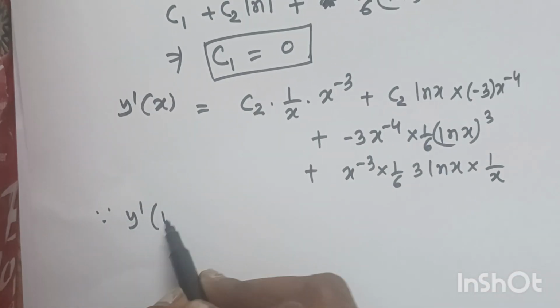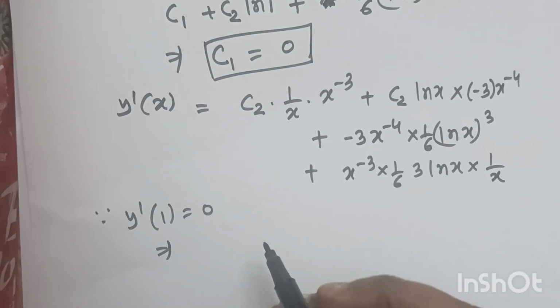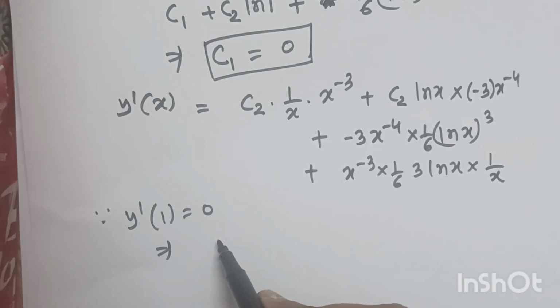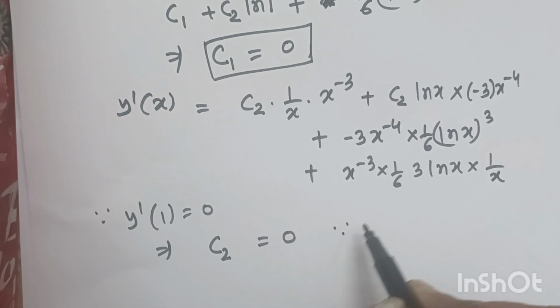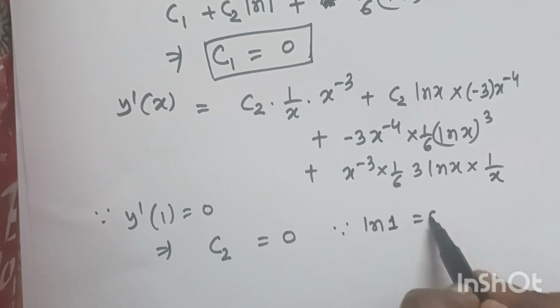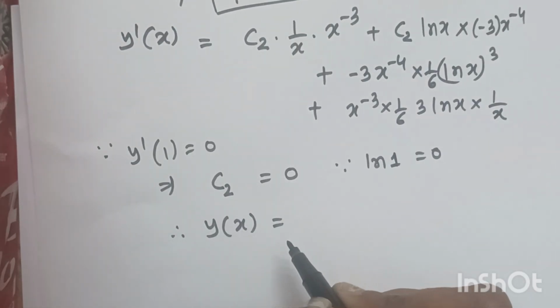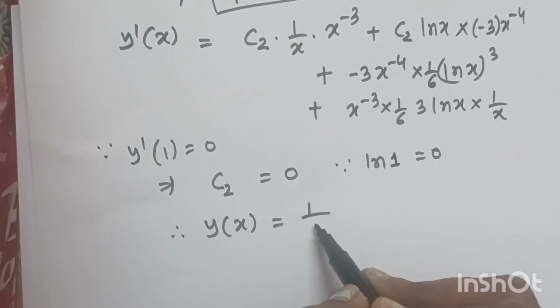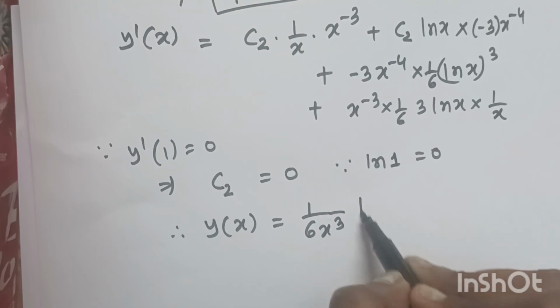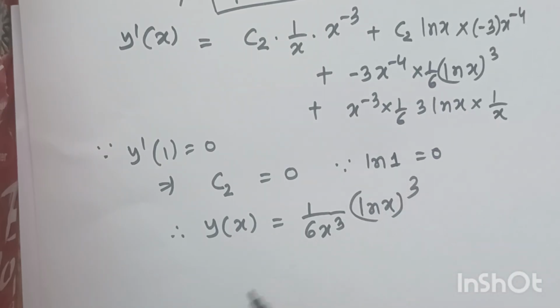So since y dash (1) equal to 0, this implies C2 equal to 0, because if we put 1, then log 1 equal to 0. Hence we obtain C1 equal to 0 and C2 equal to 0. So only y(x) equal to 1 by 6 x power minus 3 (ln x) power 3 remains.